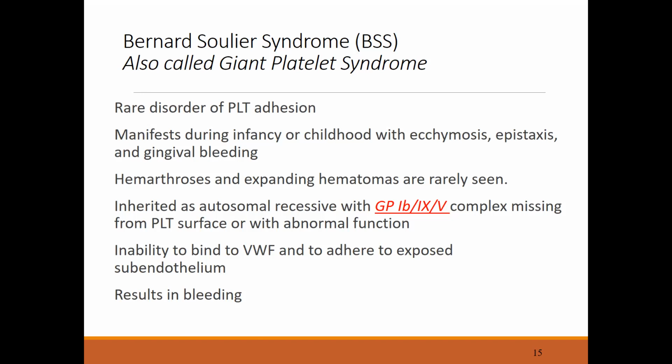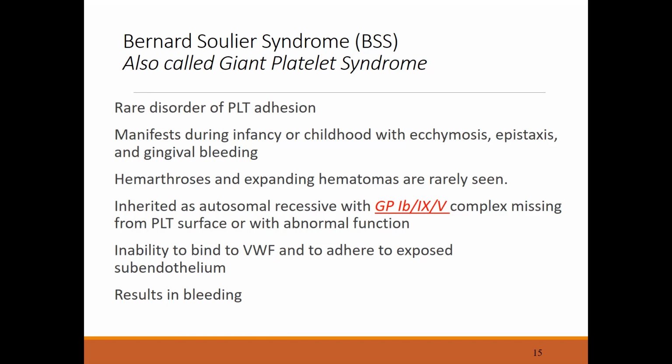So this condition also manifests in infancy or childhood with ecchymosis, epistaxis, and gingival bleeding. Hemarthrosis and expanding hematomas are rarely seen, so we really mostly see some superficial mucocutaneous bleeding here. It is inherited as an autosomal recessive disorder with the glycoprotein 1b-9-5 complex missing from the platelet surface and/or with abnormal function of this particular glycoprotein. There is an inability to bind to von Willebrand's factor and to adhere to exposed subendothelium.